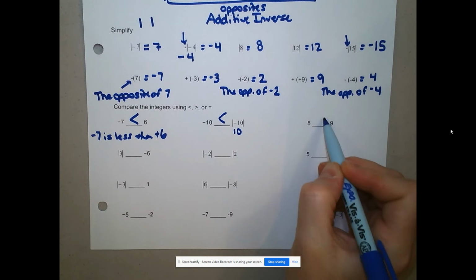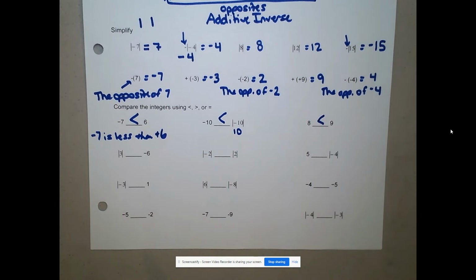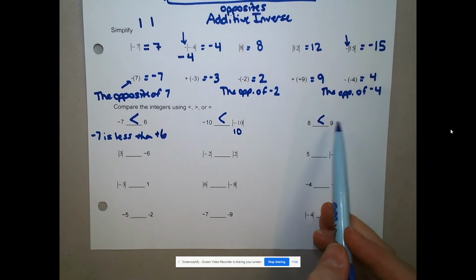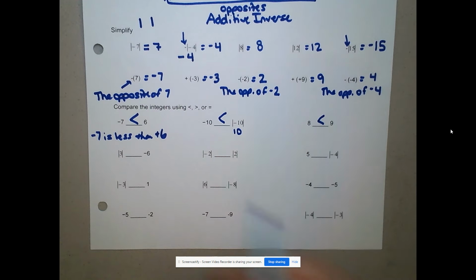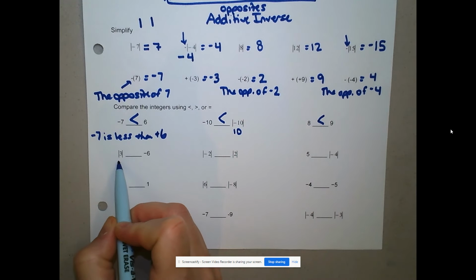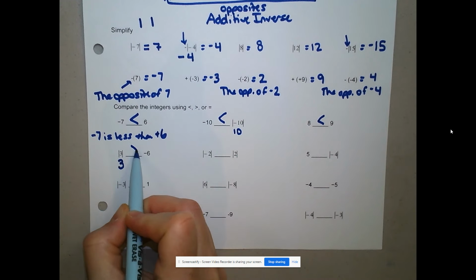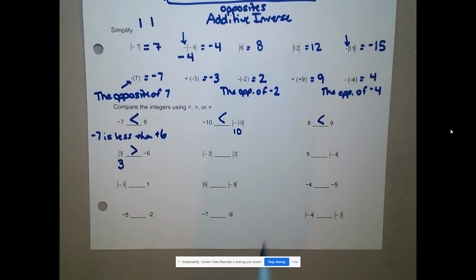8 and 9, both positive. We know that 9 is greater than 8, or we can say 8 is less than 9. You can read it either direction in order to figure out where the symbol goes. This one, absolute value of 3, well, that's 3 units away from 0 compared to negative 6. And positive values are always greater than negative values.